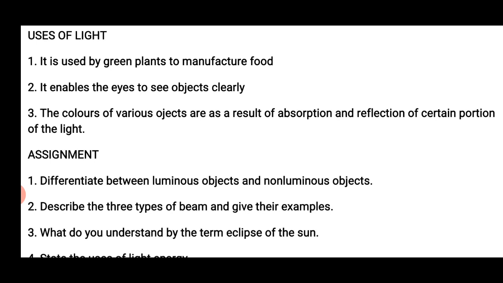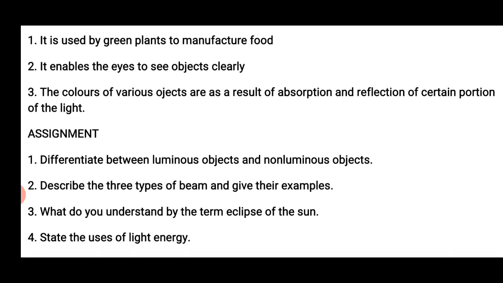Number 3, the colors of various objects are a result of absorption and reflection of certain portions of the light. When the white light that comes from the sun is incident on an object, certain parts of the light are absorbed and some parts of it are reflected. It is those parts that are reflected that constitute the color of the object that we perceive.